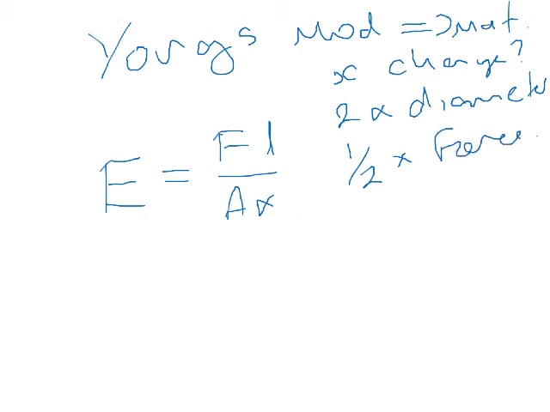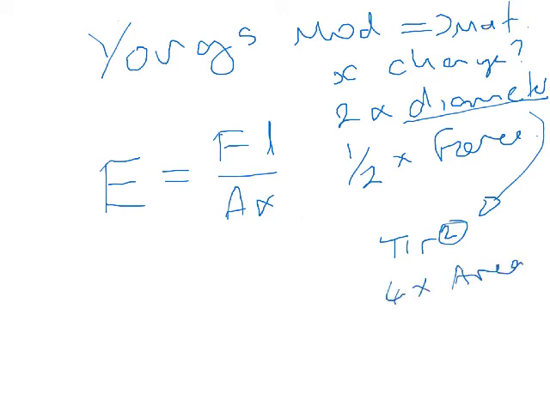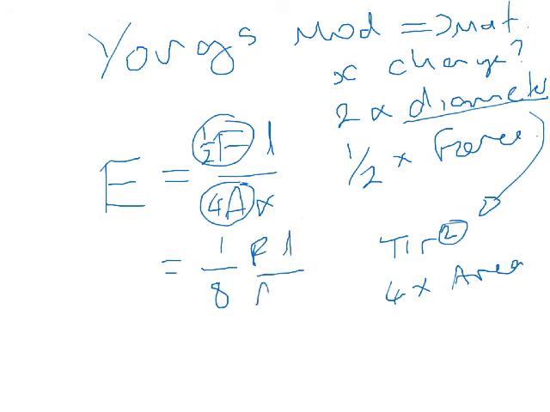And now remember, if you double diameter, from pi r squared, because of that square, you'll actually have 4 times the area. So let's put in the formula 4 down the bottom line there, half at the top line there. Now that actually makes 1/8. Okay, so we got 1/8 FL over AX.